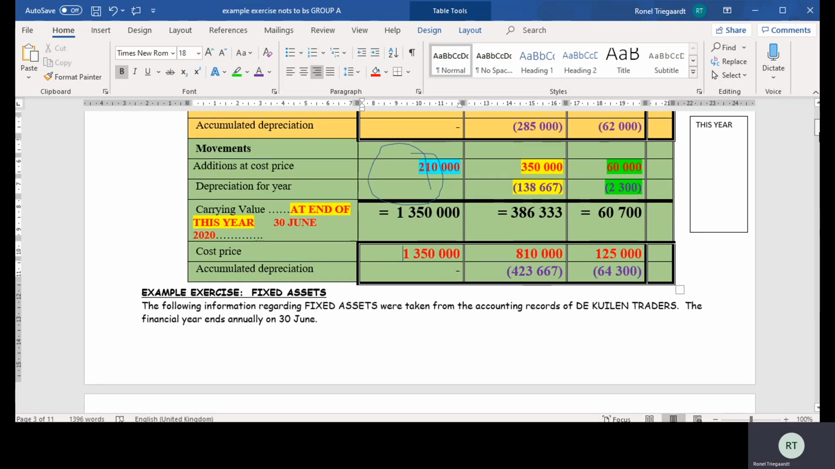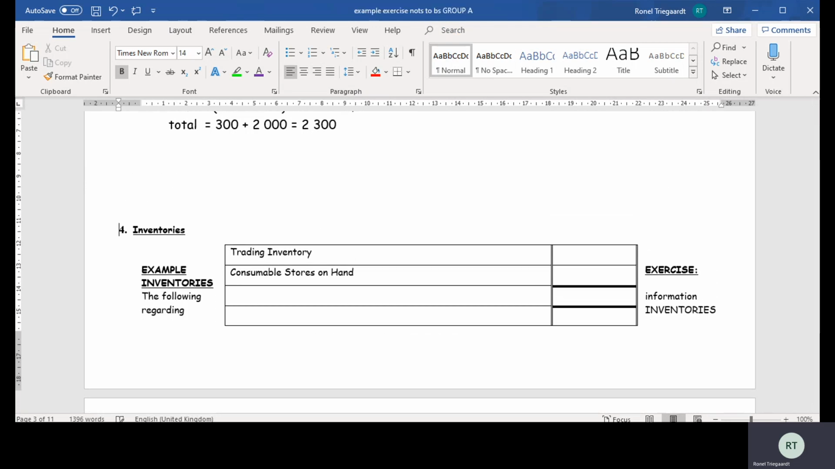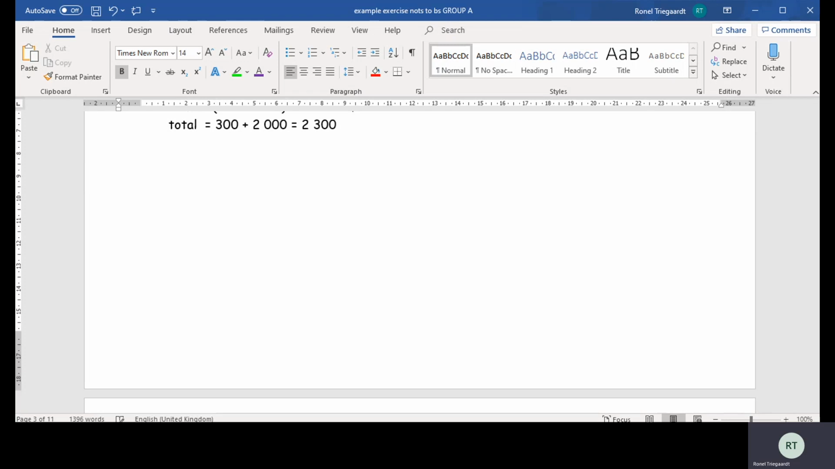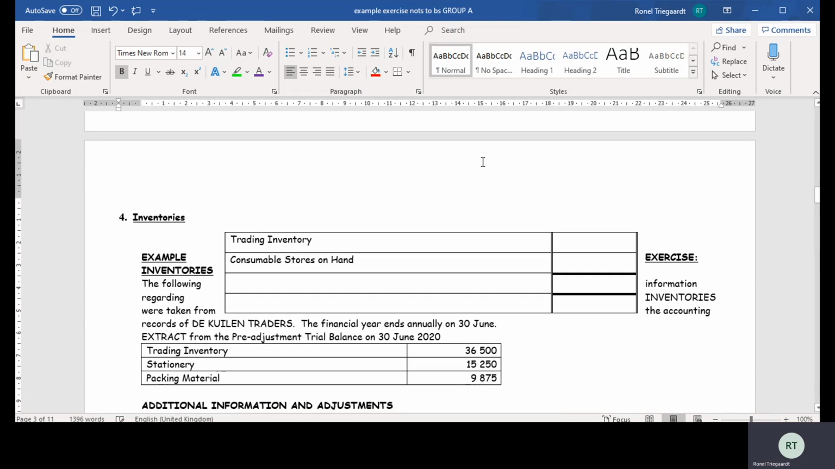We can go to the next note. The note for inventories. Now I just need to move mine a little bit. And I need to, what did I do here?